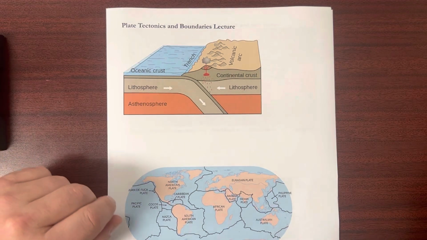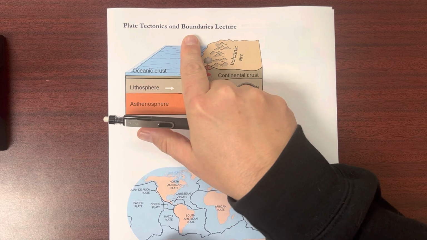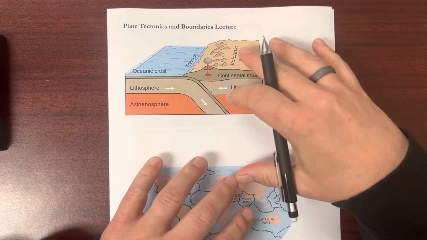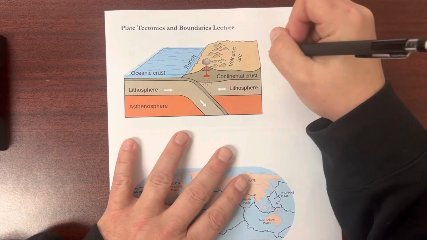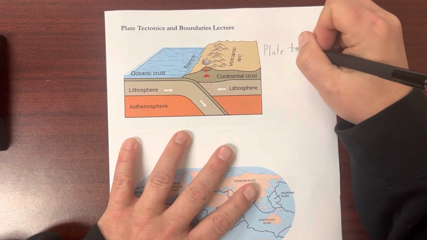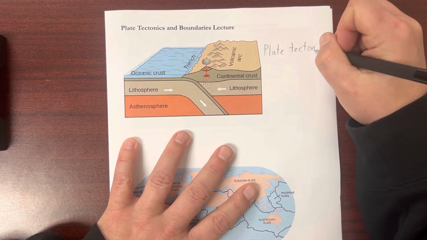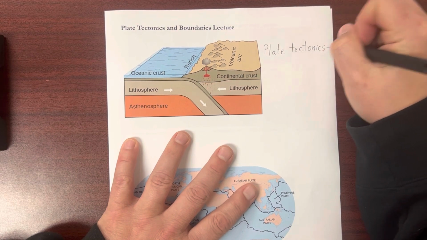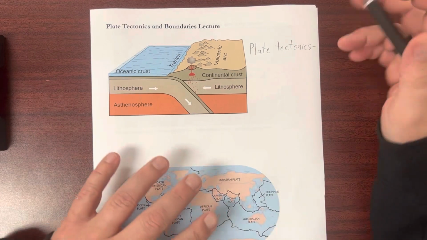Good morning. Today I'm going to go over plate tectonics and plate boundaries. And plate tectonics is a continuation of the continental drift idea, but it's kind of the next phase of that. So now we have better scientific instruments and we're able to study the inside of the Earth a little bit better.